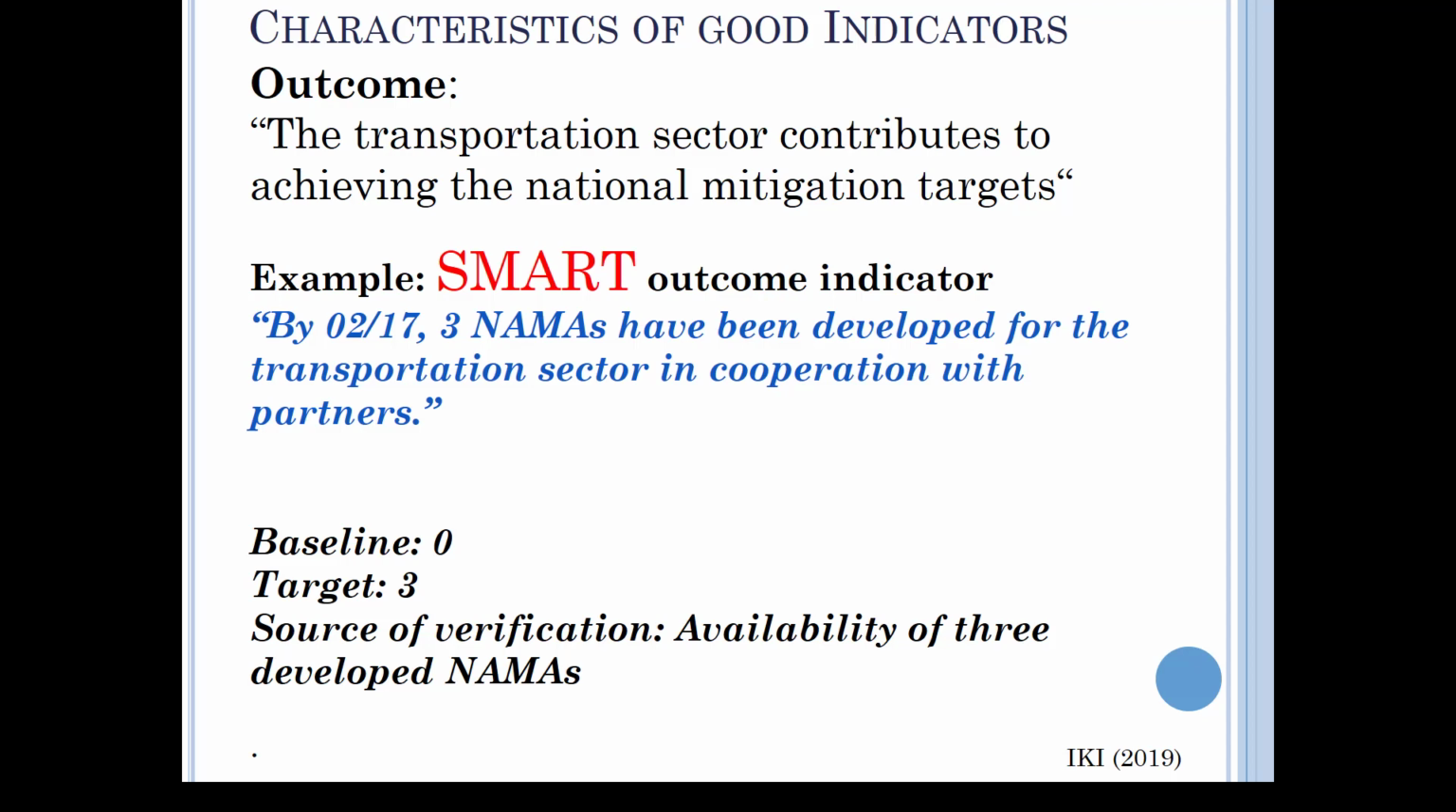You can measure how many NAMAs were delivered or not. It is relevant because of the NAMAs. They are relevant for measuring this outcome, of course. And it is time-bound. It is giving the time to have it ready by February 2017. So you have a baseline of 0 at the time that the project starts. You still don't have any NAMA. At the end of the project, you should have 3. And the sources of verification are the availability of the 3 developed NAMAs, of course.